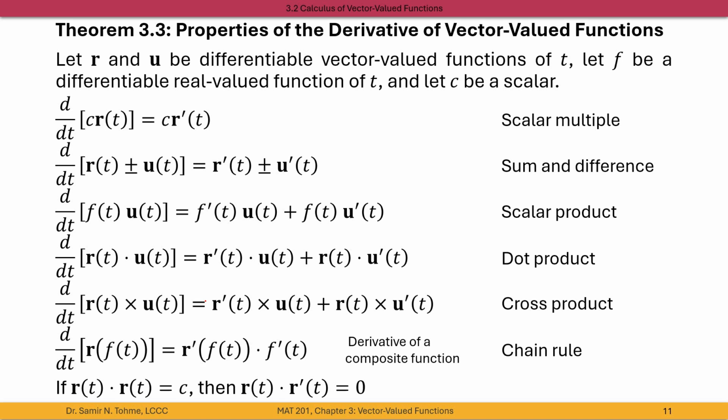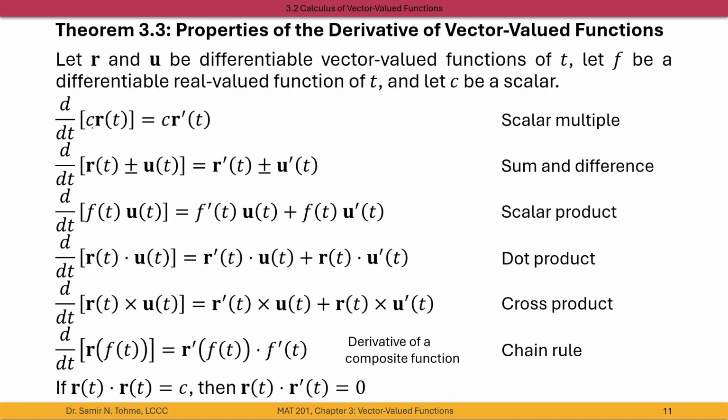Let's discuss the properties of the derivative of vector-valued functions. Let R and U be differentiable vector-valued functions of t. Let f be a differentiable real-valued function of t. This is a real function, and R and U are vector functions. And let C be a scalar.